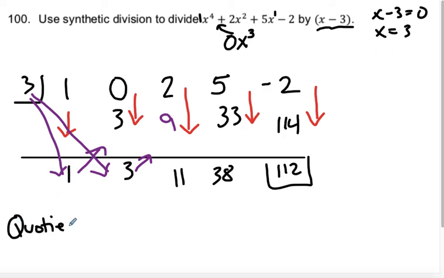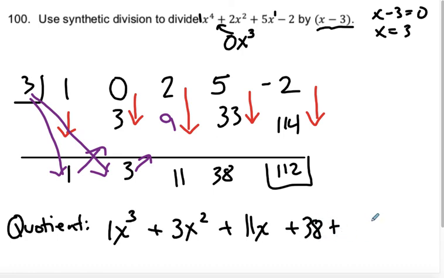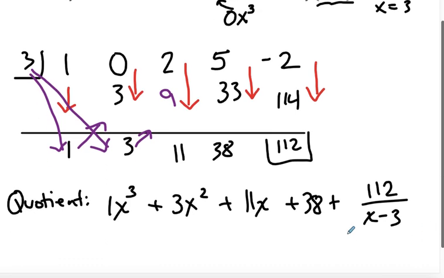So remember from the other video, I explained how if your polynomial is raised to the fourth power, then your quotient should always be 1 degree less. That means 1 exponent less. So if you had the power of 4 in your dividend, then your quotient is going to be x to the power of 3. So these are all the coefficients of your quotient. So that's 1x to the power of 3 plus 3x squared plus 11x plus 38, and then plus your remainder 112 over your divisor. And that is your final answer.